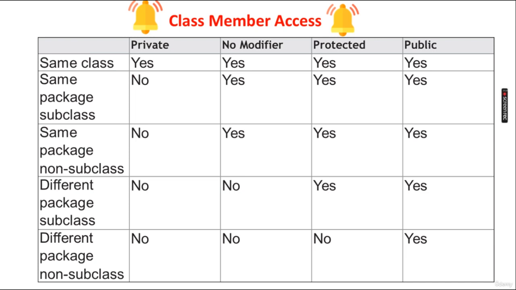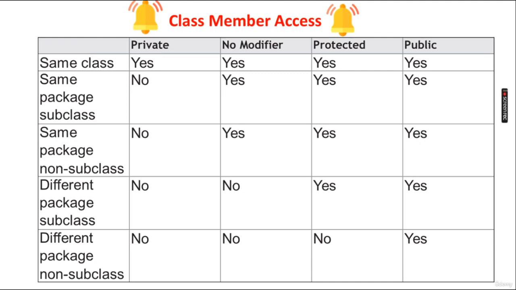Now, class member access. This chart is very important. You can take a printout of this. You can take a screenshot of this. Otherwise, you can take a paper and pen and write this down. This is a very important thing. So you have to take a paper and pen, note it down, or you can take a photo. You can learn it. You can understand it.